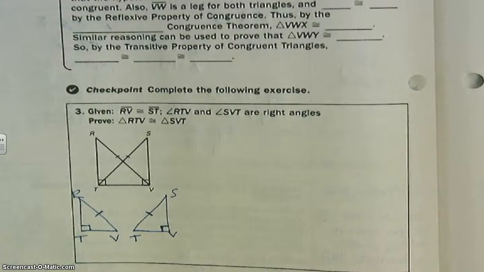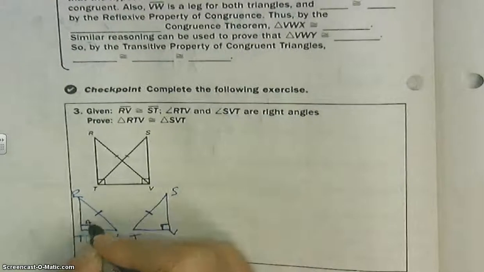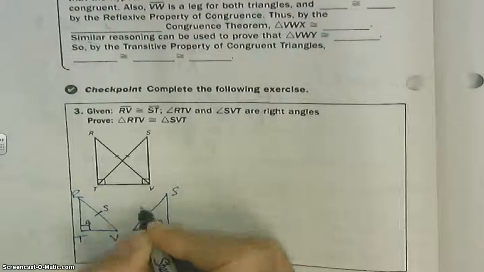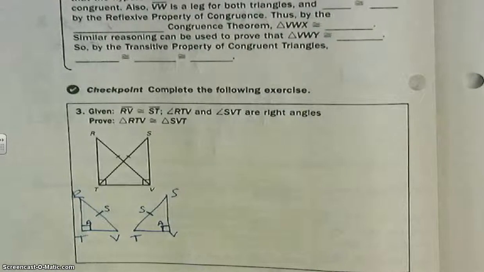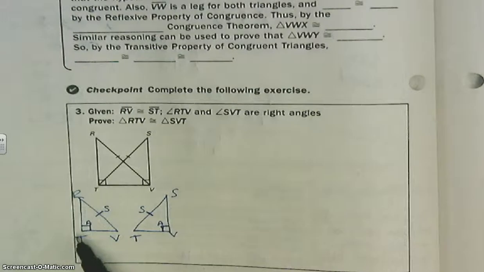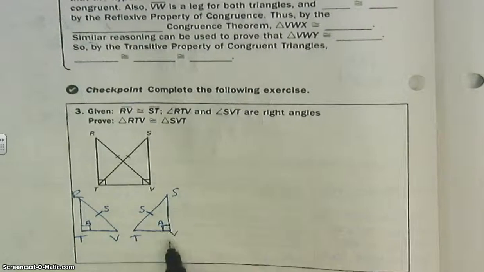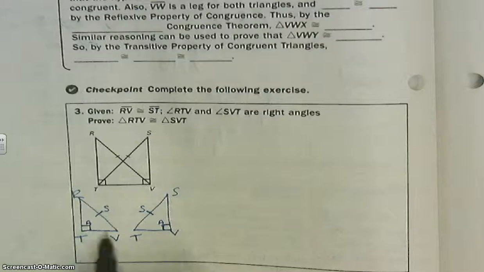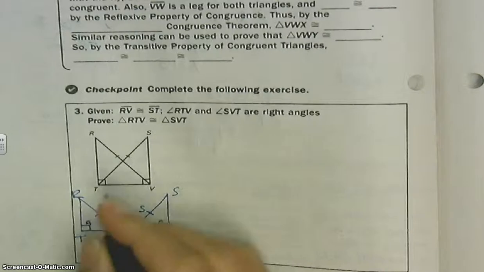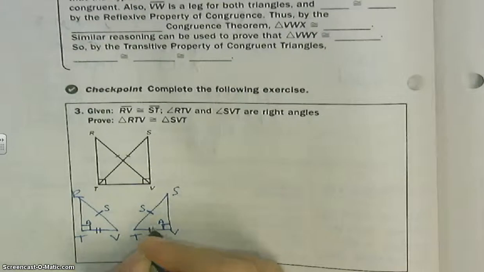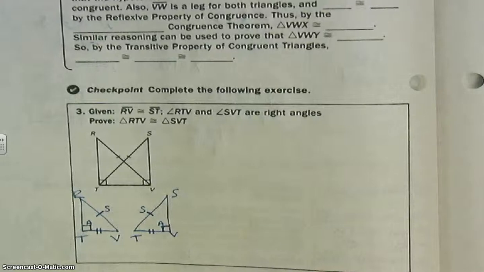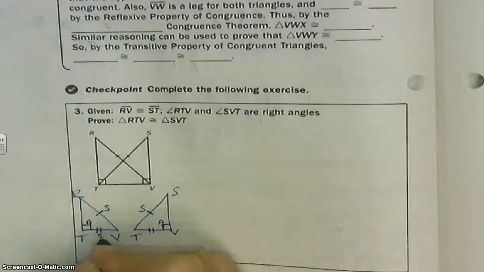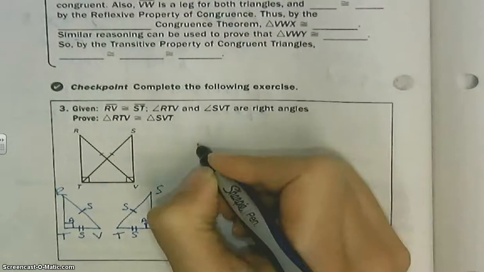Okay, well, I've got an angle already, and I've got a side. One angle, one side. Well, that's not good enough. That's not enough information. So I need something else. Look for what they're sharing. Listen to this. RTV, SVT. Did you hear VT in both of them? They're sharing VT. All right, so let's see. That's another side.